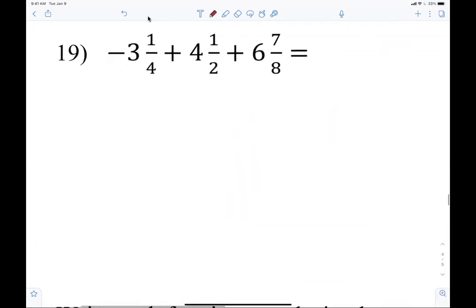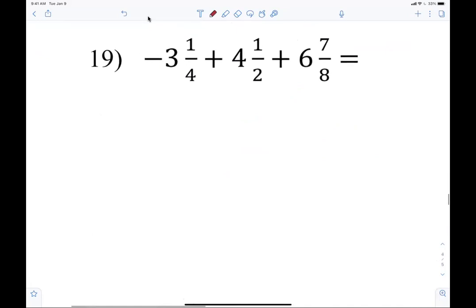Oh, Lila, you're up. What should I do first? Find the common denominator. Are we going to add all 3 of them at the same time, or are we going to do it 2 at a time? I think we should do 2 at a time. So which 2 do you want to add first? The 2 positive. Yes, I think that's brilliant. So we're going to write 6 7/8 plus 4 1/2.